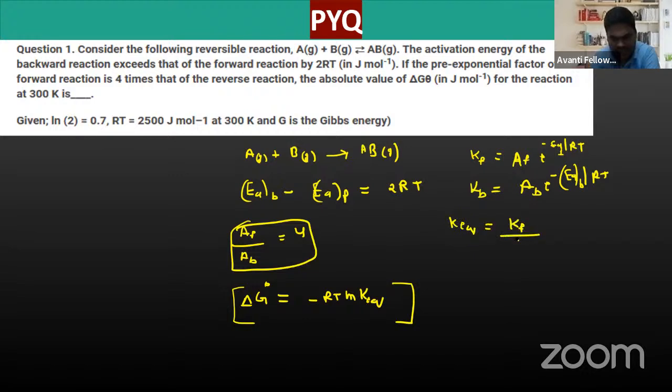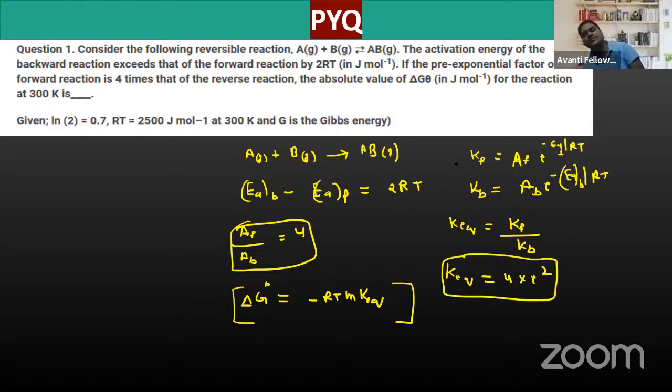Kf upon Kb, we know that. Just put the value, and on dividing all values, we will get nothing but K equilibrium is equal to 4 into E square. This is what we get, 4 into E square. And just putting the value of Kf and Kb, you'll get 4 into E square, right?